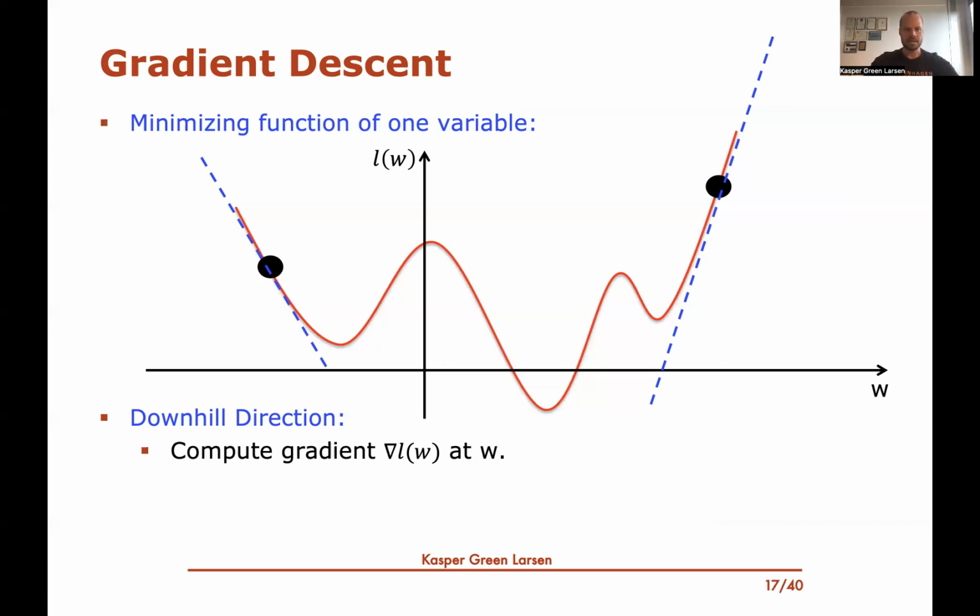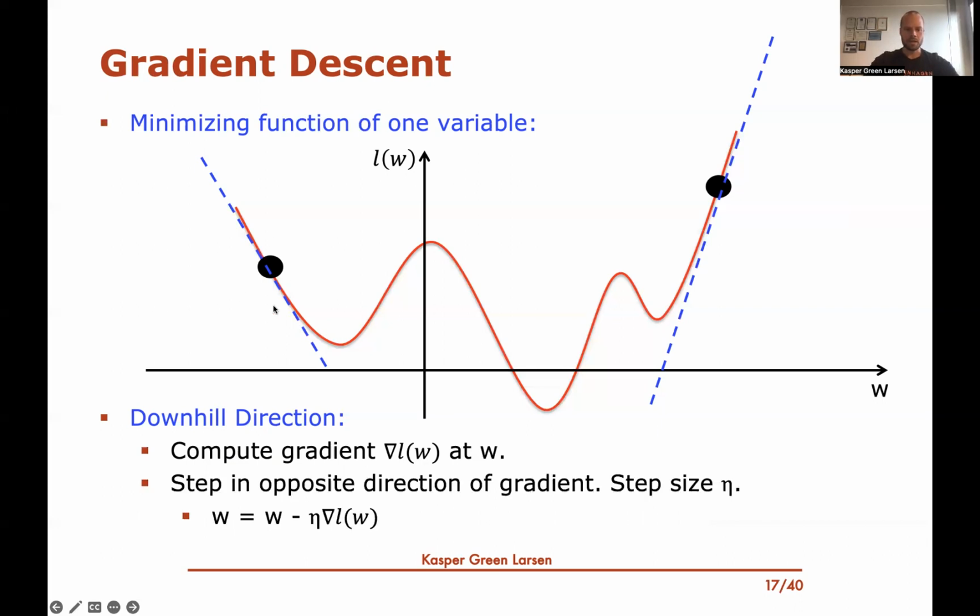So that's the basic idea in gradient descent, right? So we start by computing the gradient at W. Then we're going to take a step in the opposite direction of the gradient. If the gradient is positive, we're going to go backwards. If the gradient is negative, we're going to go forwards. And the way we can do this is that we imagine there's a step size, which we call eta. Then we take our current W and update it by subtracting the step size, think of it as a small constant, times the gradient.